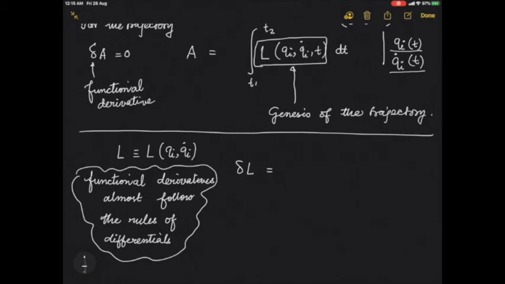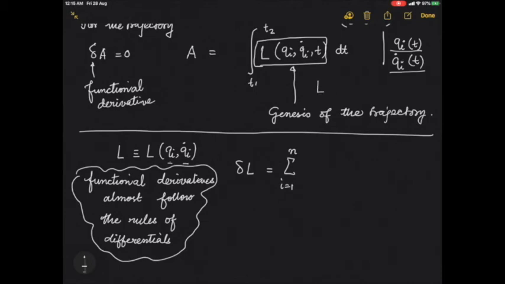qi and qi dot. So you see, basically what you are saying is that L is a function of qi and qi dot. So if I say delta of L, there can be functional changes in L because of functional changes in qi, and there can be functional changes in L because of functional changes of qi dot. So you have to write delta L in terms of the partial derivatives. So I can write I equals 1 to n.